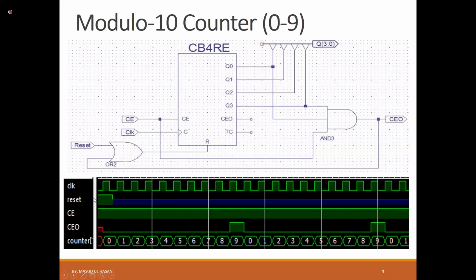Mod 60 will be big. So you can show me one snapshot in the beginning and one snapshot towards the end. When it reaches 59, it should give this pulse, right? So there will be two snapshots of the mod 60 simulation.